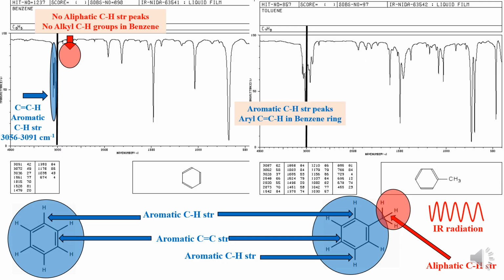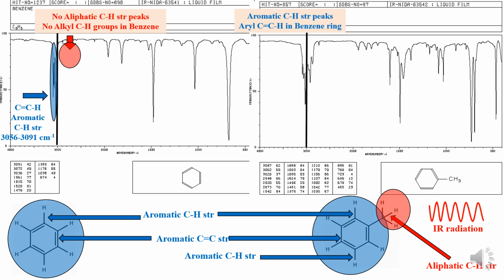So what about toluene? In the case of toluene, you find the aromatic CH stretching peaks due to the presence of the CH bond in the benzene ring. And you see the aromatic CH stretch somewhere between 3028 to 3087 centimeter inverse. This is due to the presence of the aromatic CH bond. And you can see that the aromatic CH stretch occurs at wave number greater than 3000 centimeter inverse.